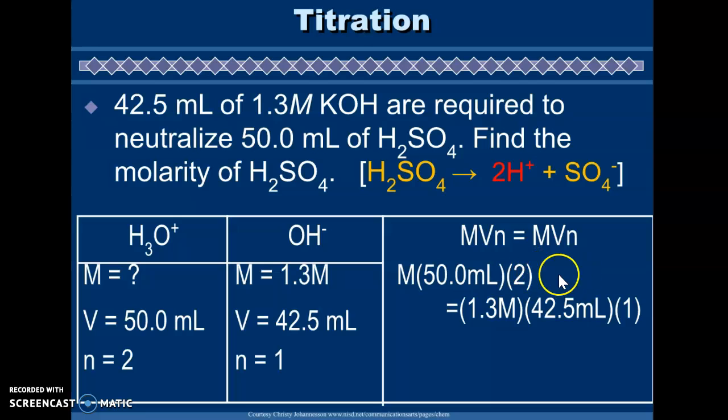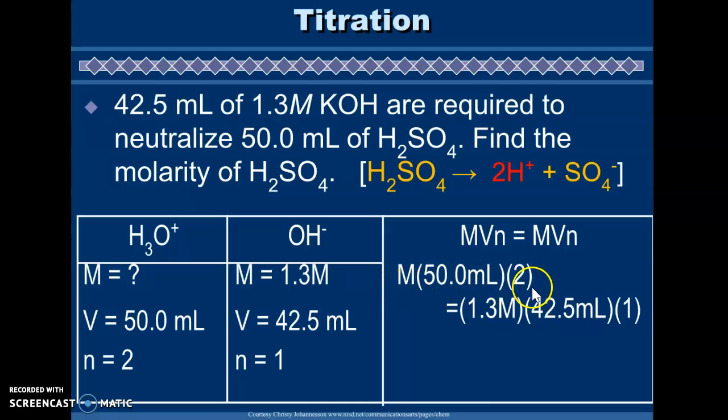This is supposed to be on the same line. I just ran out of space in my PowerPoint, so they're not being divided. They are equal to each other. So you're solving for M, which is your X. Because M is being multiplied by this side, you are going to have to divide 50 milliliters times 2.